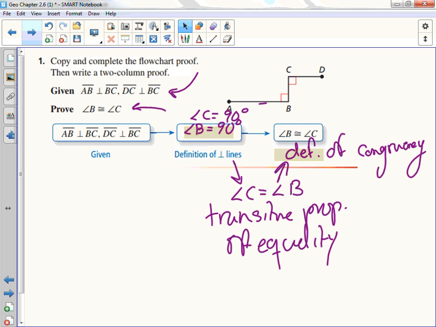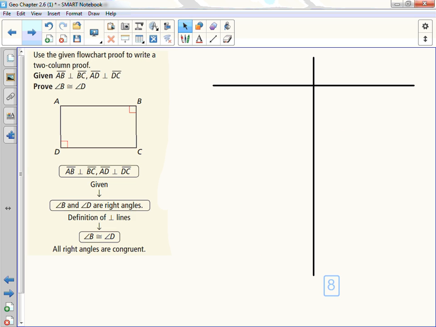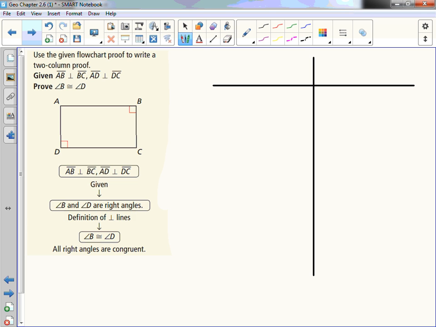All right, so we're going to look at the next one. This here. Given the flowchart proof, write a two-column proof. So have they given us everything for this proof? They've given us all the information. These are all the steps here. We just need to write it as a two-column. So what's the first thing that we have?